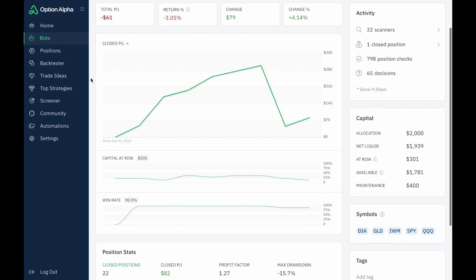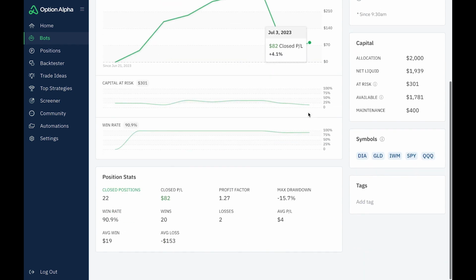So my closed P&L right now is sitting at $82. You can see down here, 20 wins, 2 losses, just over a 90% win rate, which is a really high win rate. However, what I need to work on right now is the average size of the losses. I know that every bot is going to have losses. Obviously, you try to minimize the number of losses you have as well as the amount of loss per loss. So that's what I'm going to be working on this week.